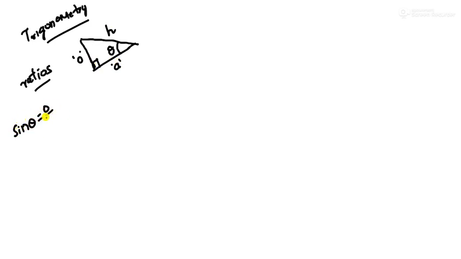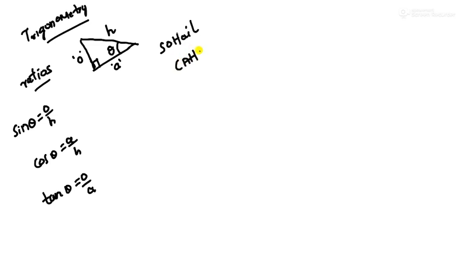Sin theta is O by H, cos theta is A by H, and tan theta is O by A. Okay, so for this there is a trick. You have to remember SOH. There was a boy, his name was Sohail. The trick is in Hindi. He was going somewhere. So someone asked, Sohail, kahan ja raha hai? So his answer was to America. Okay, you can remember this.